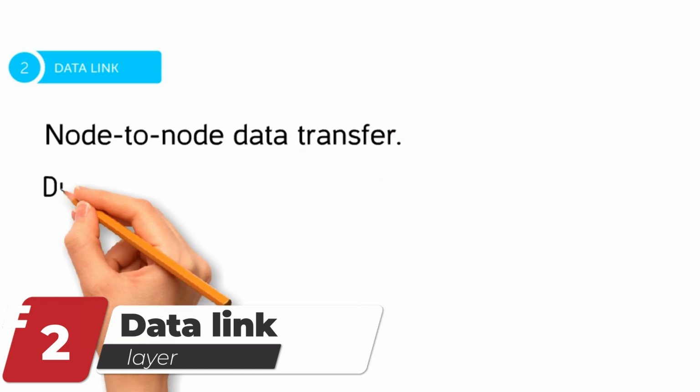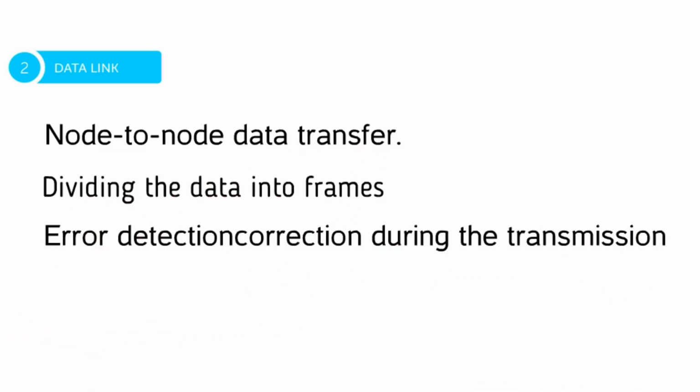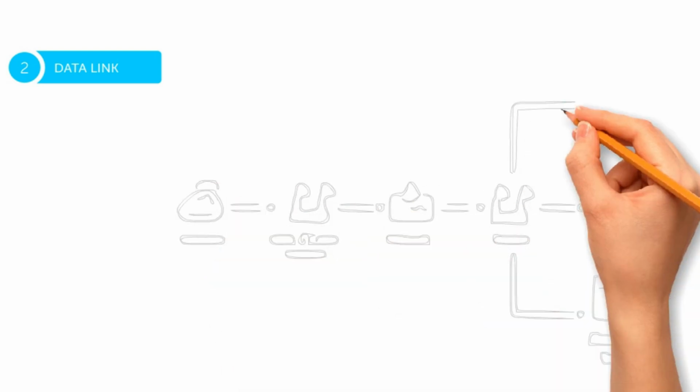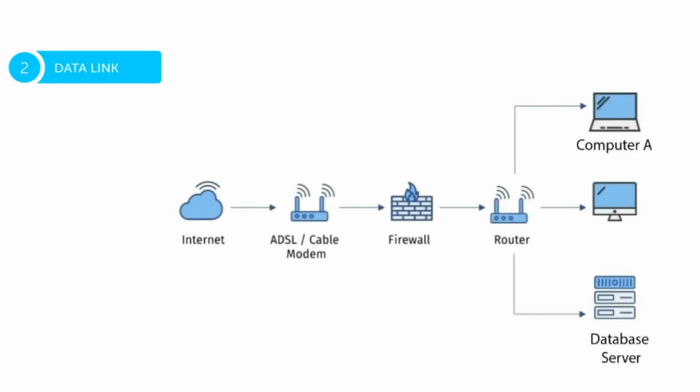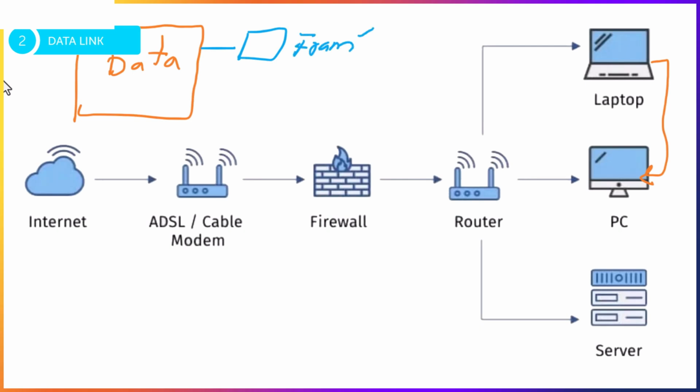Data link layer or second layer. This layer has the responsibility of node-to-node data transfer, dividing data into frames, and error detection or correction during the transmission. Each device connecting with a network is called a node. Either it's a PC, switch, wireless access point, server, firewall, or any other device. Now, if node A would like to send data to node B, this layer divides data into smaller chunks called frames, then transmits the frames to the destination.